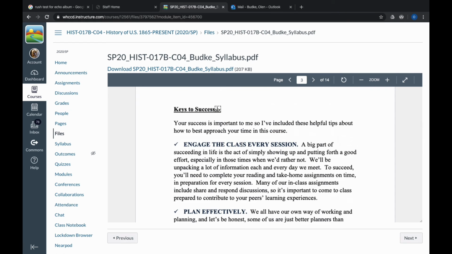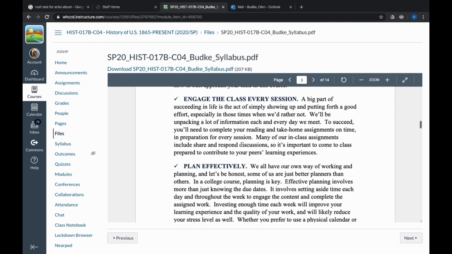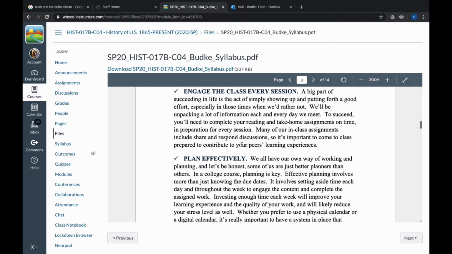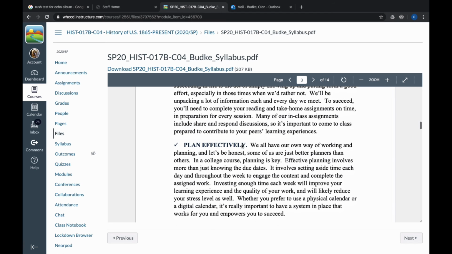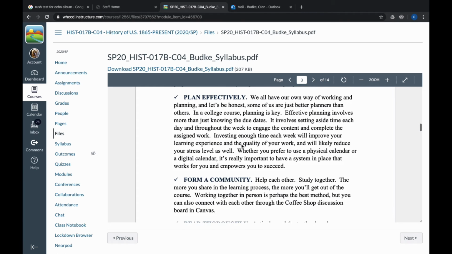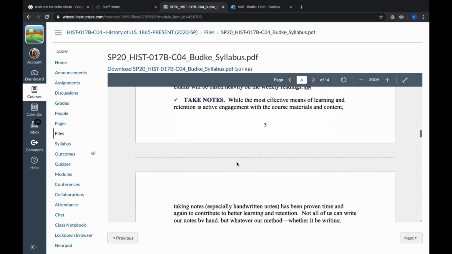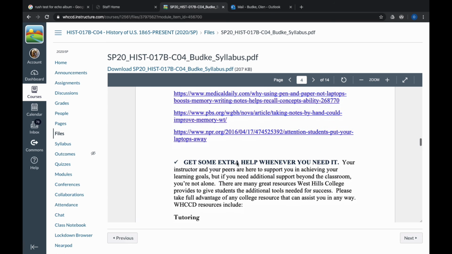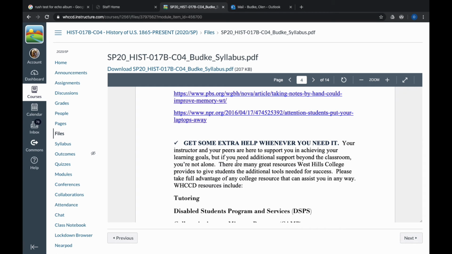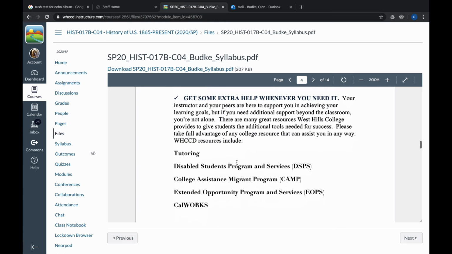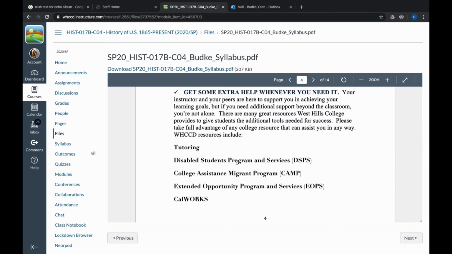So these are coming from my experiences as a teacher and a student. So engage the class, talk to each other, work together, collaborate, use the coffee shop to communicate between campuses, plan effectively, form a community, read thoroughly, take notes, and then lastly, get extra help whenever you need it. You know, if you have support staff, other faculty on your campus that's there to help you, they're there to help you. Take advantage of that. You know, don't try to navigate through this alone.